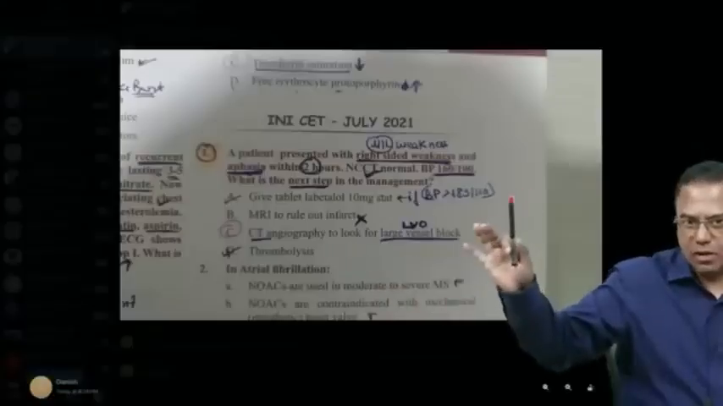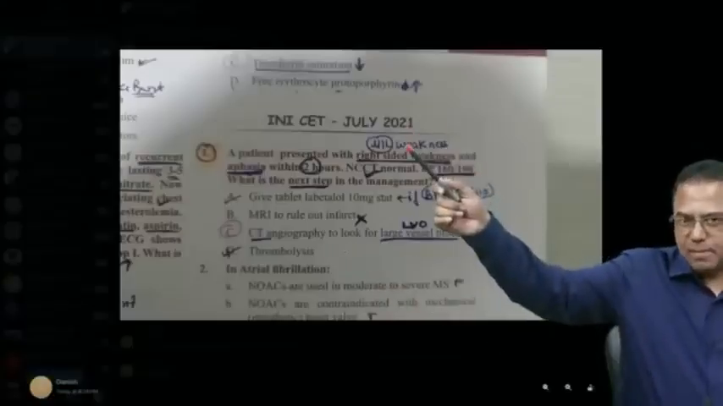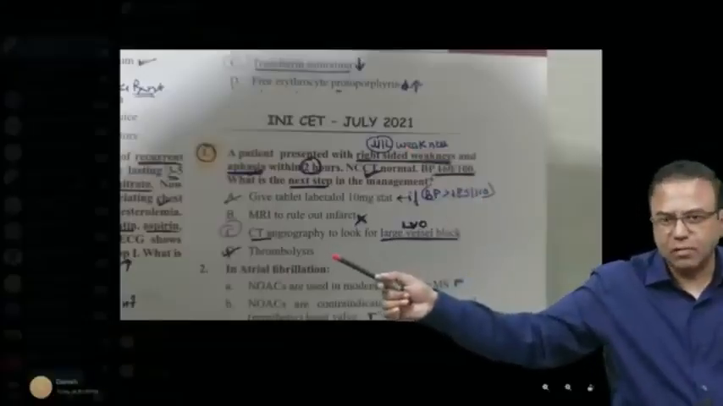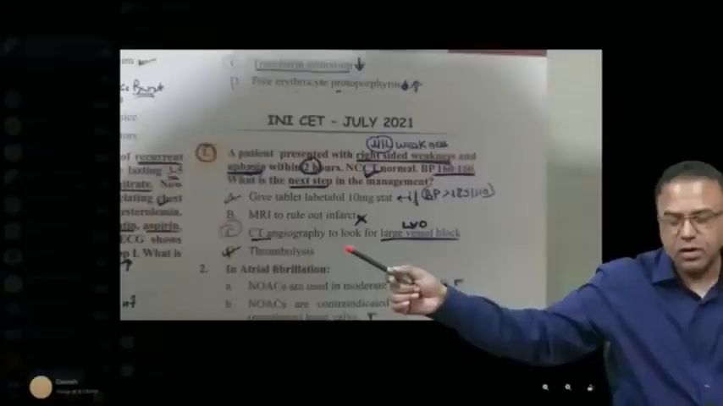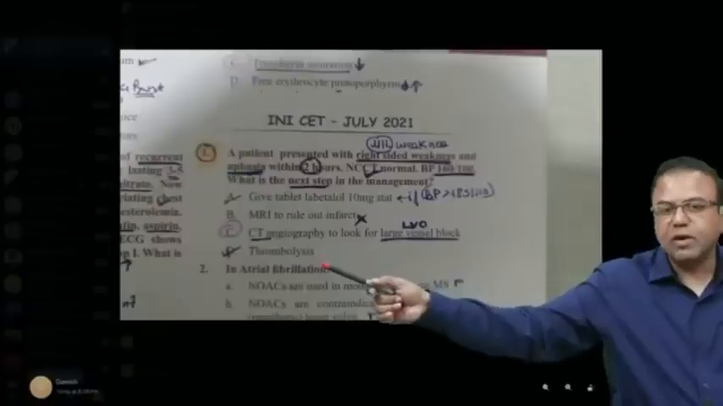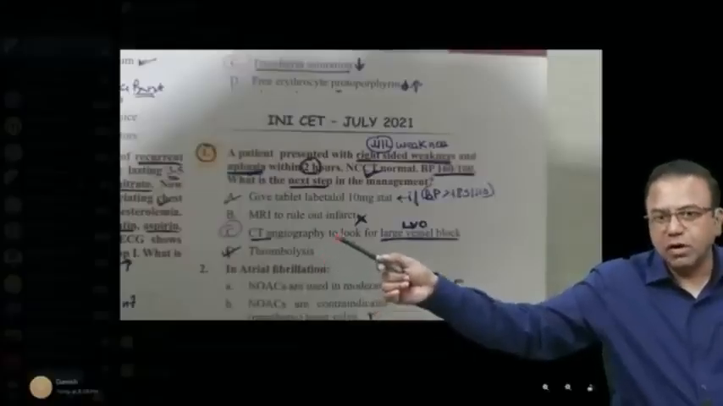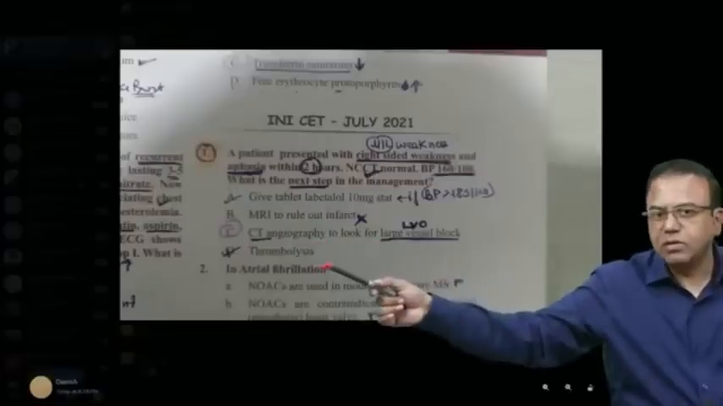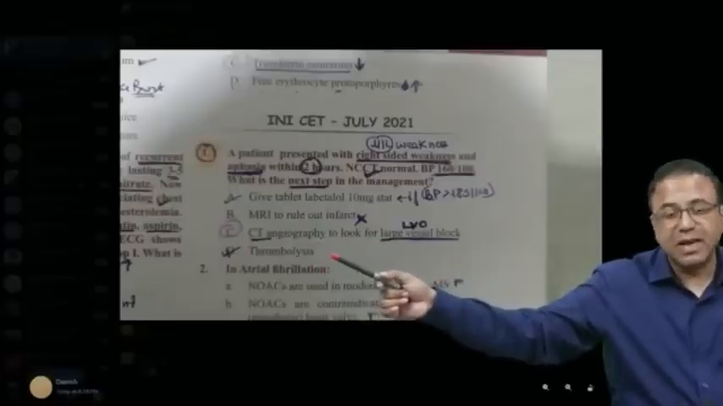However, let me alert you, in INI-CET when this question came, choice D was mechanical thrombectomy. It was not thrombolysis. I'm telling you, I know it. Mechanical thrombectomy was the answer here. Nobody can do mechanical thrombectomy without CT angio, so the answer they gave, CT angio, is correct. But they changed the choice. This is not thrombolysis, it was mechanical thrombectomy.